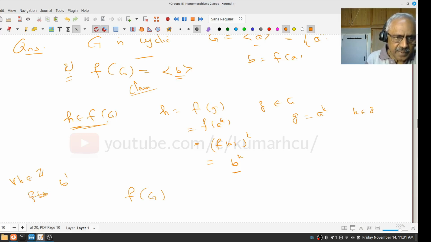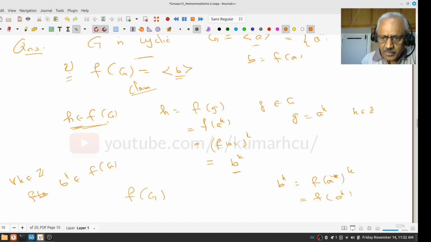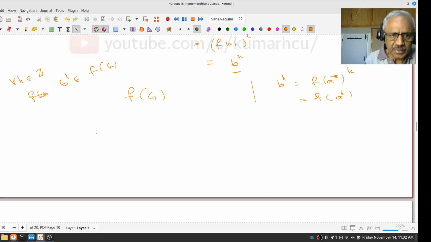Therefore, we conclude, for all k in Z, b power k belongs to f of G. Because b power k is what? b power k is f of a power k. Please understand this logic. What I have shown is the following. I have proved f of G is contained in the set of b^k as k varies over Z.